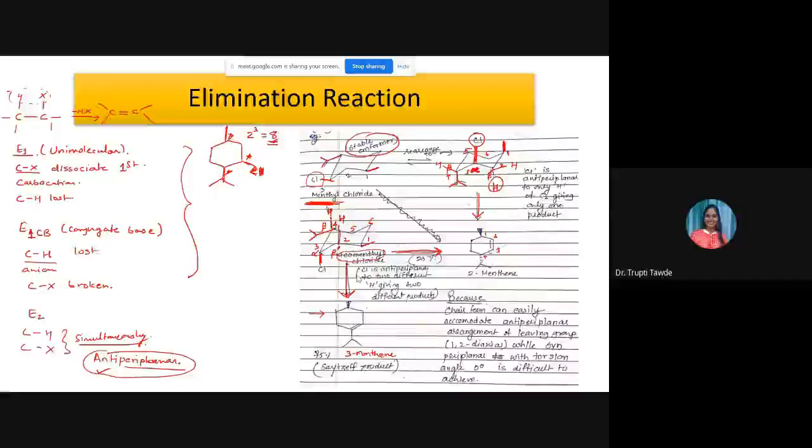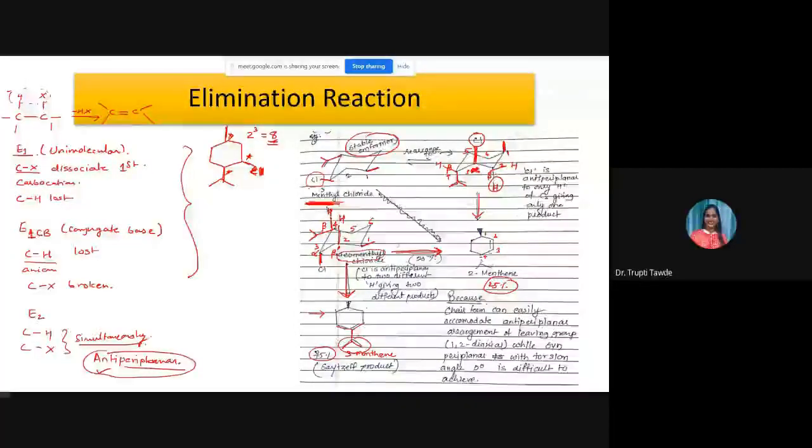So whenever I'm getting formation of two different products, the two alkenes, the major and minor product can be decided according to which rule? Zaitsev rule. So what does the Zaitsev rule say? The more substituted alkene is formed as the major product. So if you compare the two, your 3-menthene is more substituted, right? Because it is having attachment with this isopropyl group, so it is having more substitution. Therefore, this is formed in 75% amount and this is formed in 25% amount.